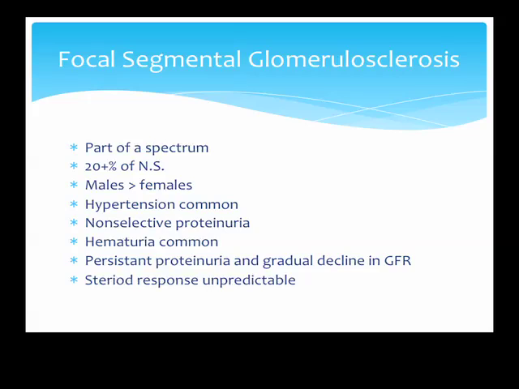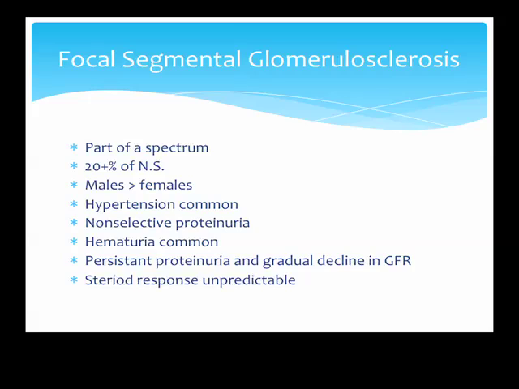About 20% of patients with nephrotic syndrome, particularly over the age of 10 or 12, are due to focal segmental glomerulosclerosis. There is evidence that this particular disease is increasing in the population, and the reason for this is not particularly clear. Males are definitely affected more frequently than females.